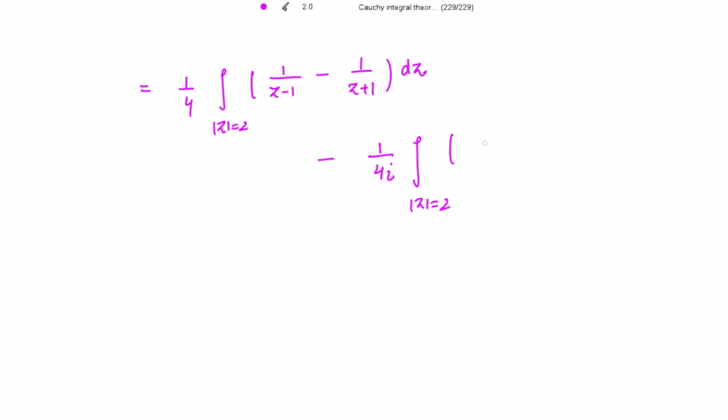So I get 1 divided by 4 integration of 1 divided by z minus 1 minus 1 divided by z plus 1 minus 1 divided by 4 iota integral, and writing here 1 divided by z minus iota minus 1 divided by z plus iota. Before moving on to the next step, let's manage this negative sign.